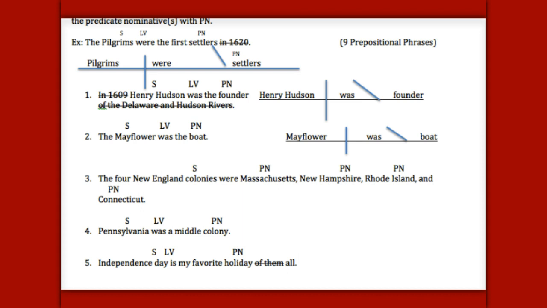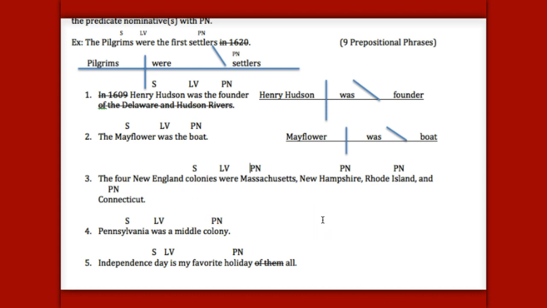So looking at sentence number 3, we have no prepositional phrases. We have lots of adjectives. We have for and New England, both modifying colonies, which is our subject. We have our linking verb, which is, I forgot to put that in there, which is were. And we also have our predicate nominative, our first predicate nominative, which is Massachusetts. Our second one is New Hampshire. Our third one is Rhode Island. And our fourth one is Connecticut. Okay, that's quite a compound.